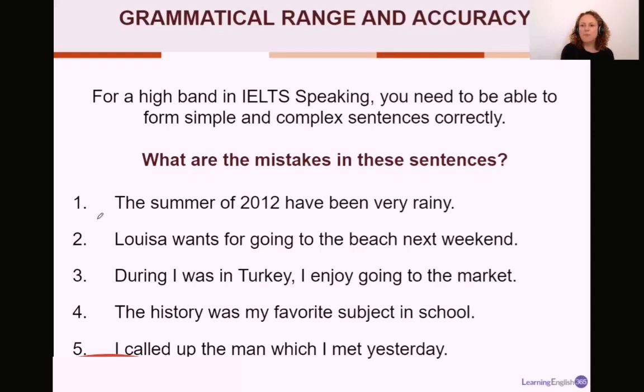So number 1 then. The summer of 2012 have been very rainy. So what's the mistake? It's not the perfect tense here. It's the past simple. So the summer of 2012 was very rainy. If we're speaking in 2012, because we can say the summer of 2012 is very rainy.